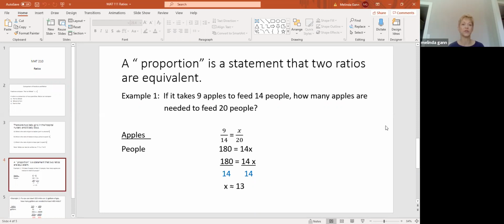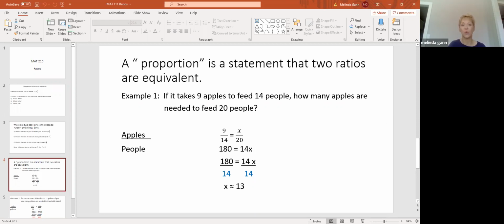Now, the first thing you need to do is recognize that you're comparing 2 things. You see that you're comparing apples and people? Now, you're going to arbitrarily decide which one you want to put on top. It would not matter whether you put apples on top or whether you put people on top. And I'll show you that in a minute. I arbitrarily decide to put apples on top.